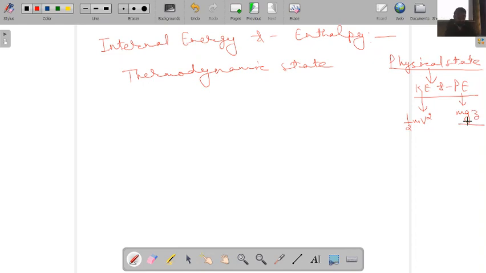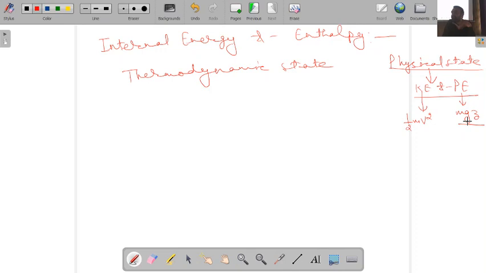Okay, but one important point is that even when the glass was on the ground floor and stationary, and when the person is walking, the thermodynamic state of the glass actually remains the same.